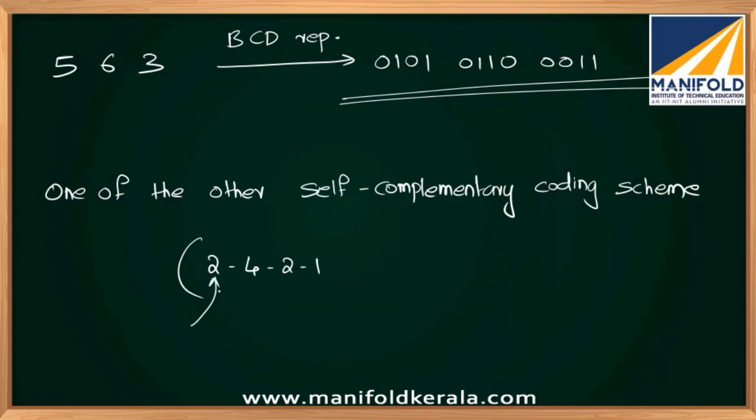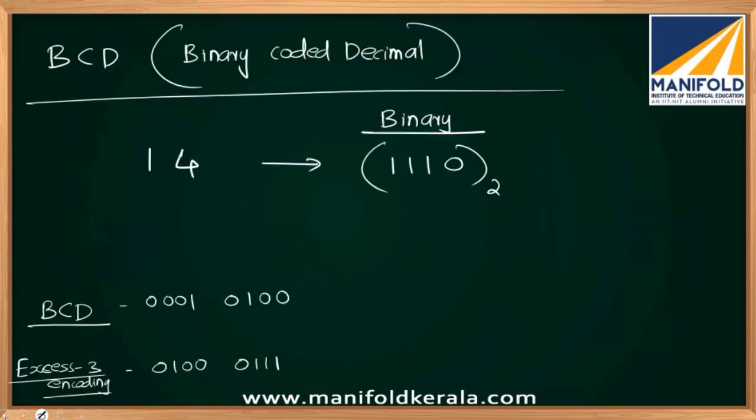2421, this is actually position weights, please understand. 2421 code. So this is also self-complementary. Please remember, if you find 2421 code in your options, please understand that it is also self-complementary. I'm not writing all the encoding, but you can see that it will be self-complementary. So 2421. Just remember this word, self-complementary format.